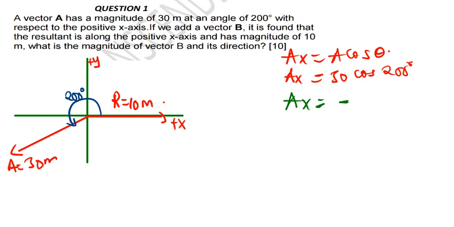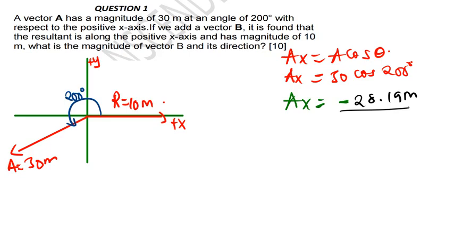Okay? Just know that you have made a mistake. So here, if I do 30 cos 200, before I even punch, I should know that the answer should be negative. 30 cos 200 is negative 28.19 meters. I leave it there.